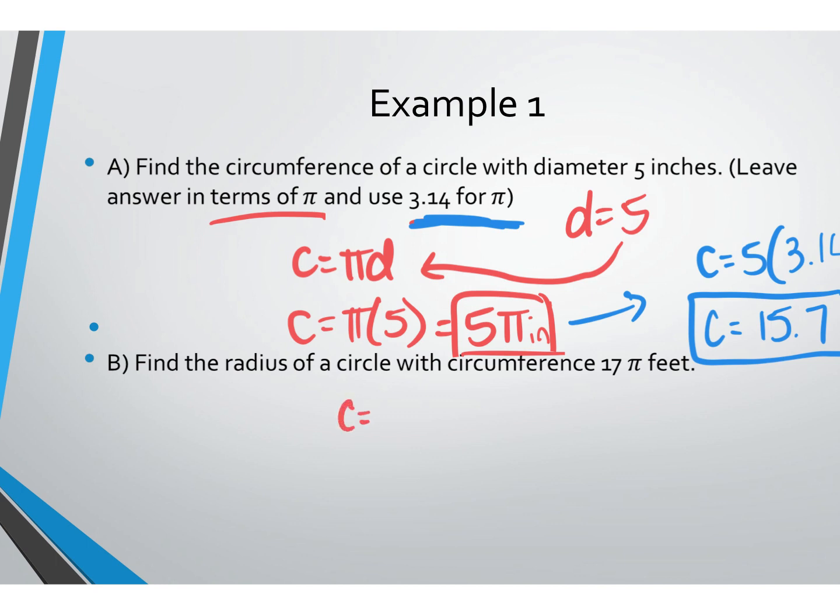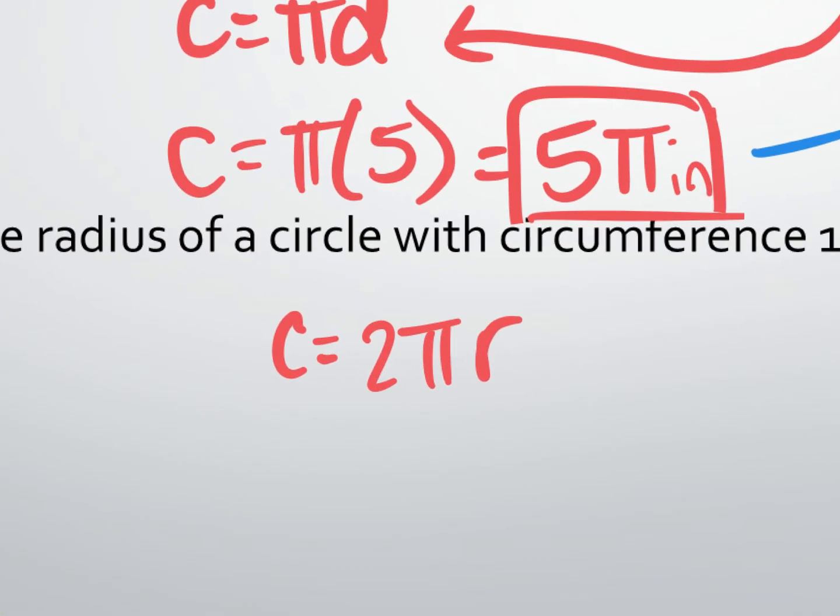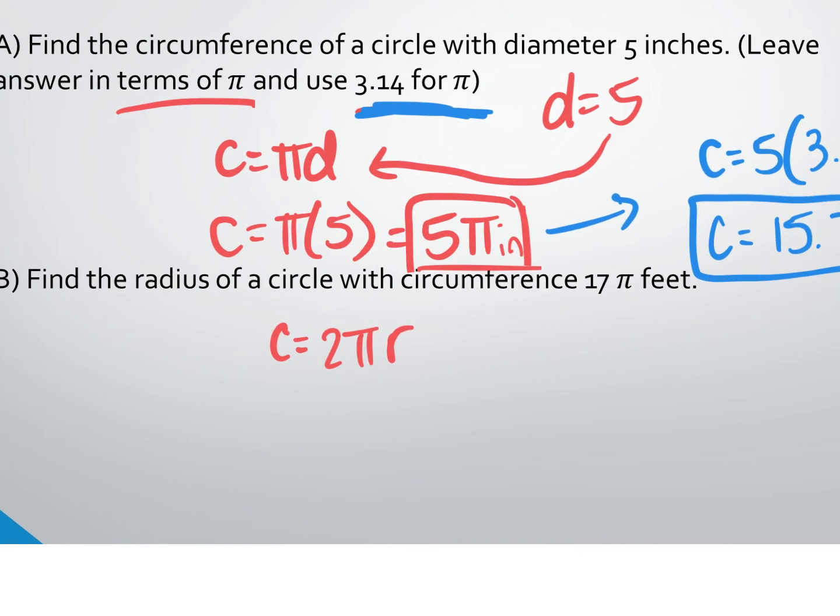C equals what? Pi r squared? No, that's area. 2 pi r. Very good. Okay. And we know which of these values? We know C. C is 17 pi. So plug in 17 pi for C.